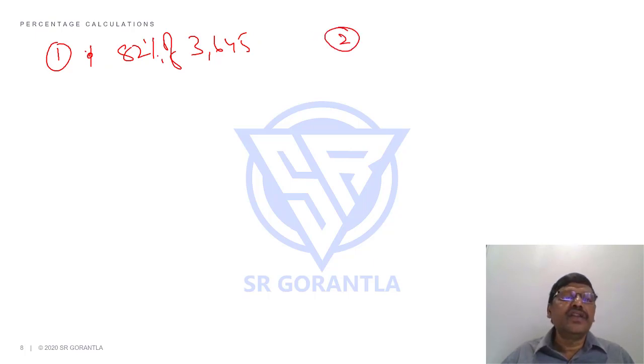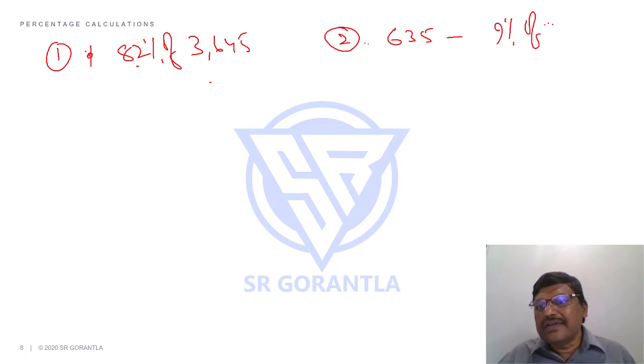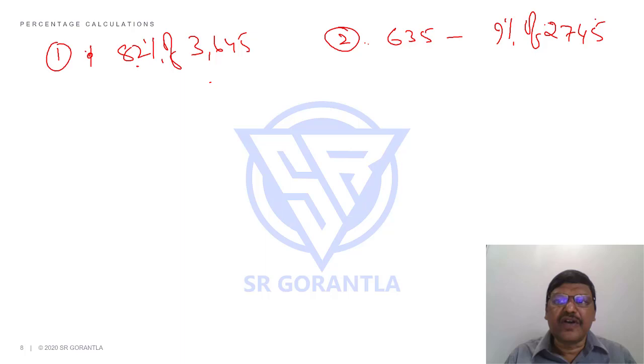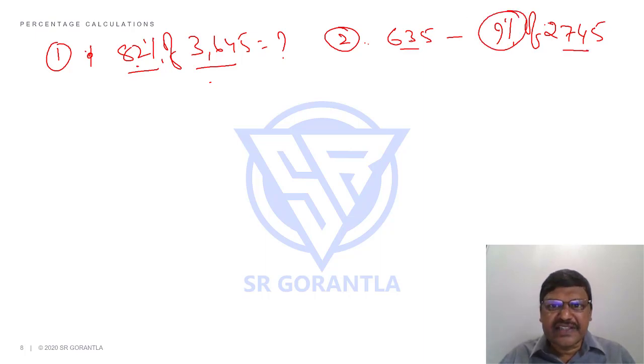Second type of question will be, here you are given the values and asked to find the percentage. Let us say 635 is how much percentage of, let's say, 2745. I'm just giving a small example, right? So this is how you get questions, please. In the first, you are given the percentage and you have to calculate the value. Here you are given 635 and 2745, and you have to calculate how much percentage it is. 635 is how much percentage of 2745, that is what the question will be.